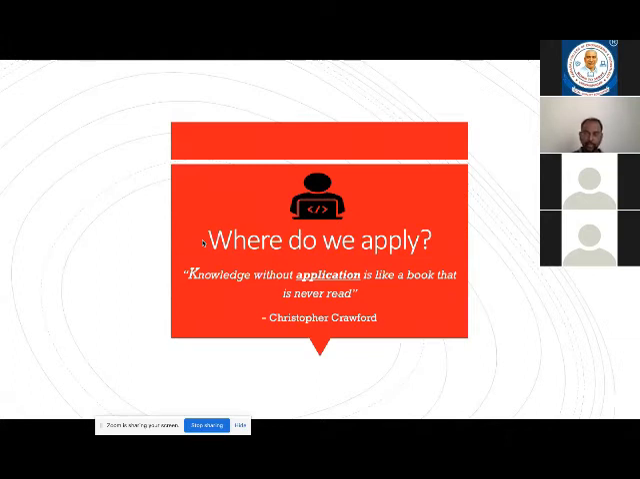Rather, you can use Java or TypeScript or a different language altogether. So this is something which I pulled out. Christopher Crawford mentioned, knowledge without application is like a book that is never read. You would see the cover, but you would not have read it, and you would not know how to apply.